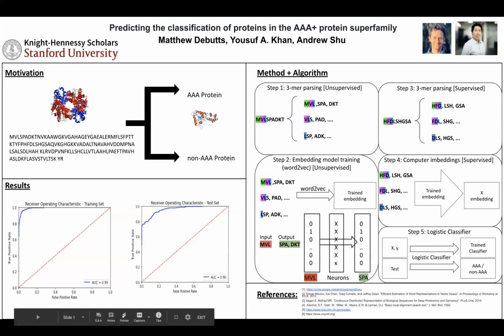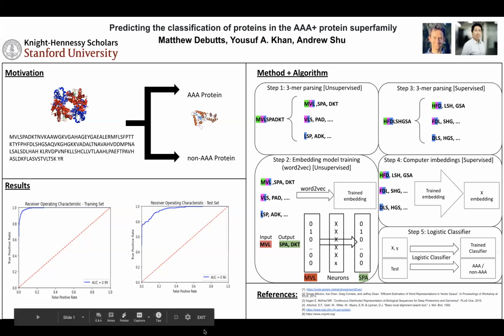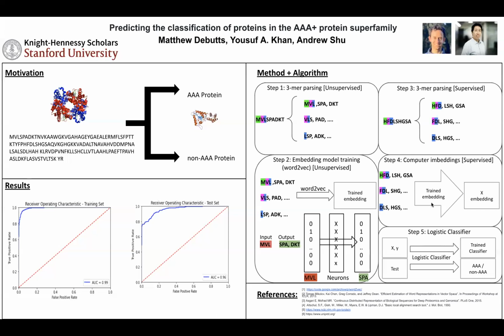And so in summary, we developed a machine learning algorithm to classify whether or not proteins were in the AAA+ family or not. Future goals include whether or not we could apply this to larger families and use a larger training set to get better ROC curves. Thank you.